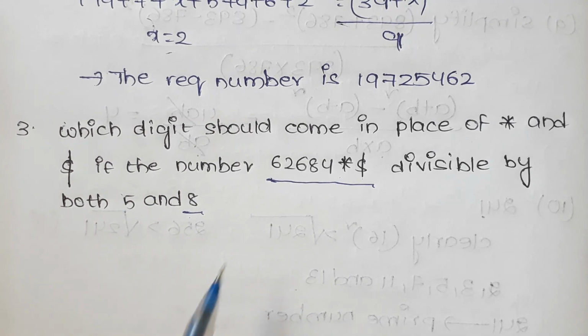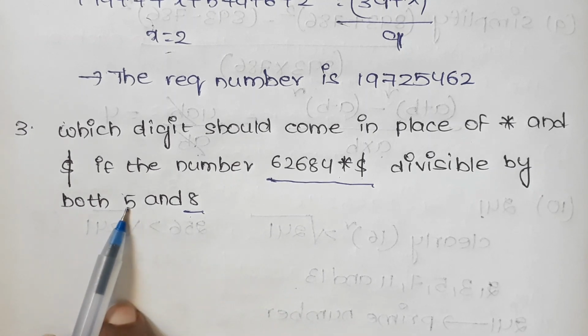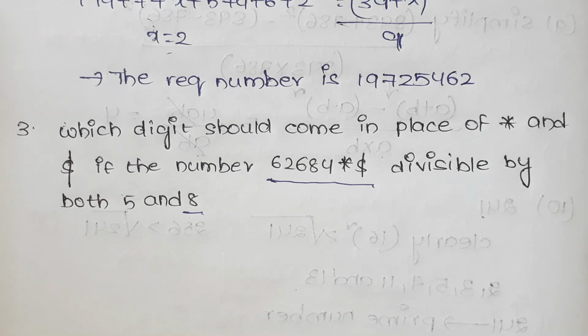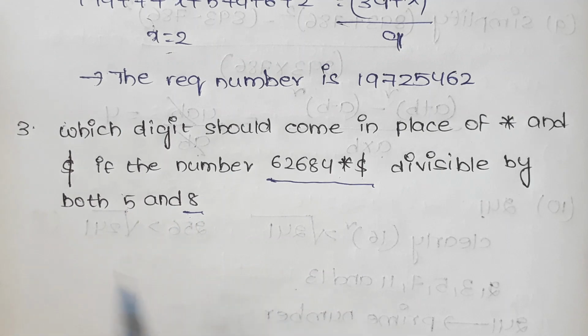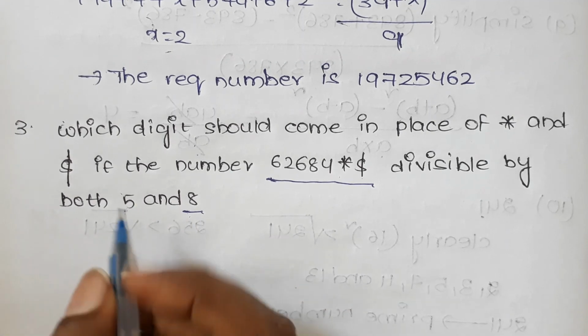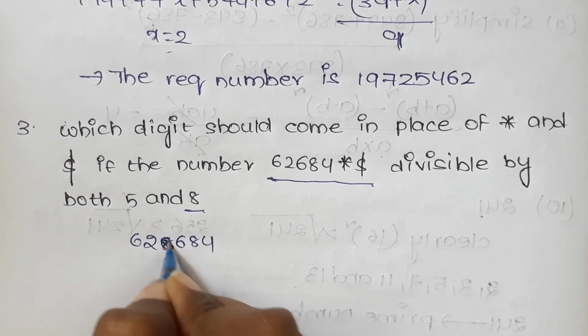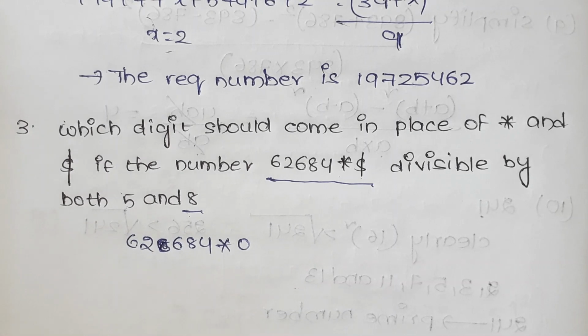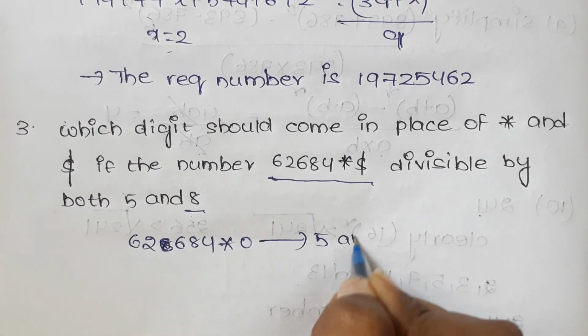So here, in order to be divisible by 5, we should put either 0 or 5 in the unit place. Since if we add 5 in the unit place, it will never be divisible by 8, we should replace it with 0. So the last digit is 0. So we have 6, 8, 4, star, 0. And it is divisible by 5 and 8.